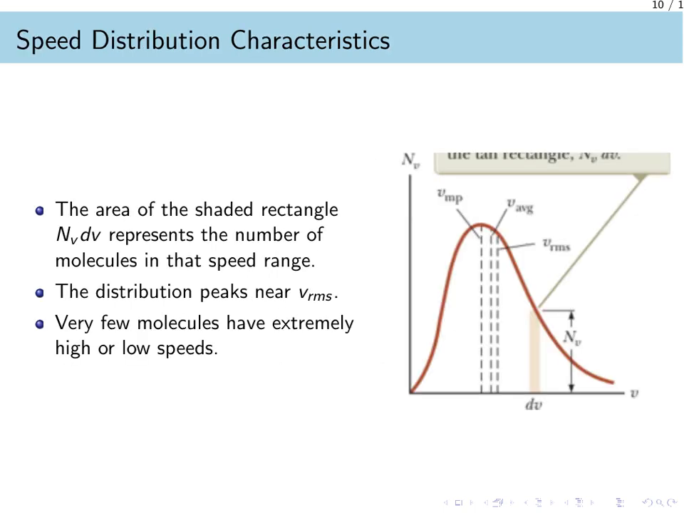Looking at the characteristics of the speed distribution graph, we see a curve that starts at 0, peaks, and then tails off.